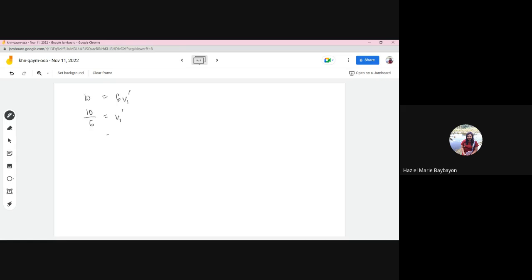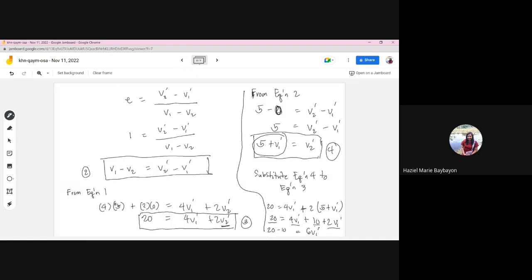Okay, so here, we can then get V1'. So V1' equals, how much is it, class? 1.6. 1.67. Correct? Yes, ma'am. Meters per second. Yes. So this is the final velocity of the first ball. Ball number 1. We have obtained the final velocity. Now we can get the final velocity of ball number 2 using equation 4.